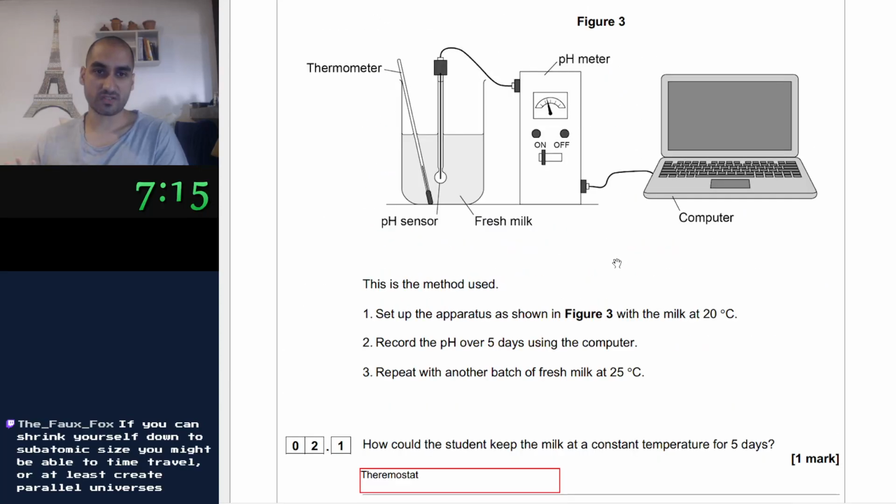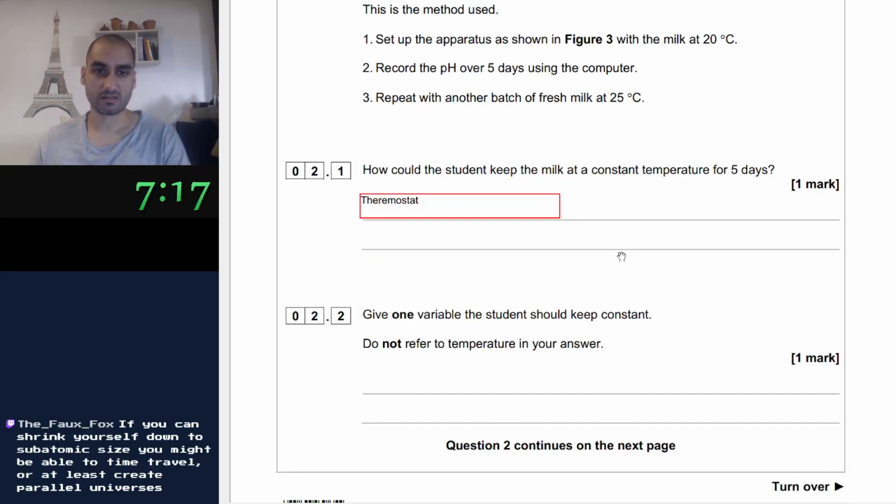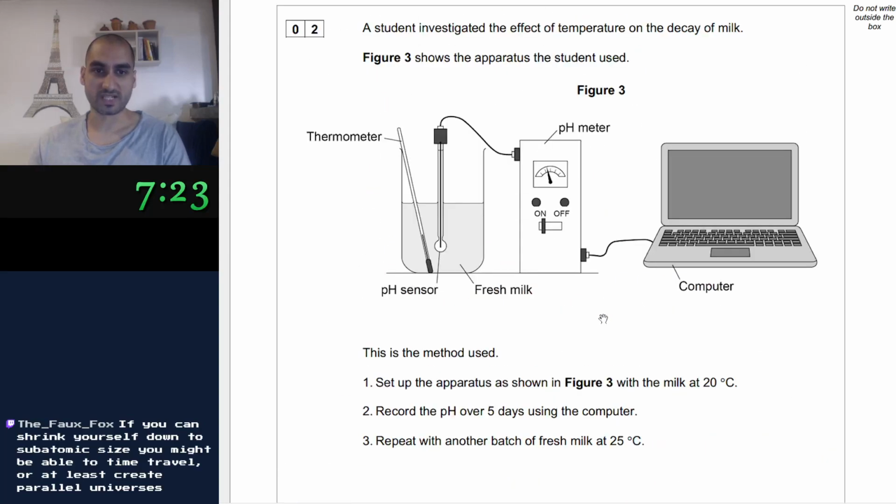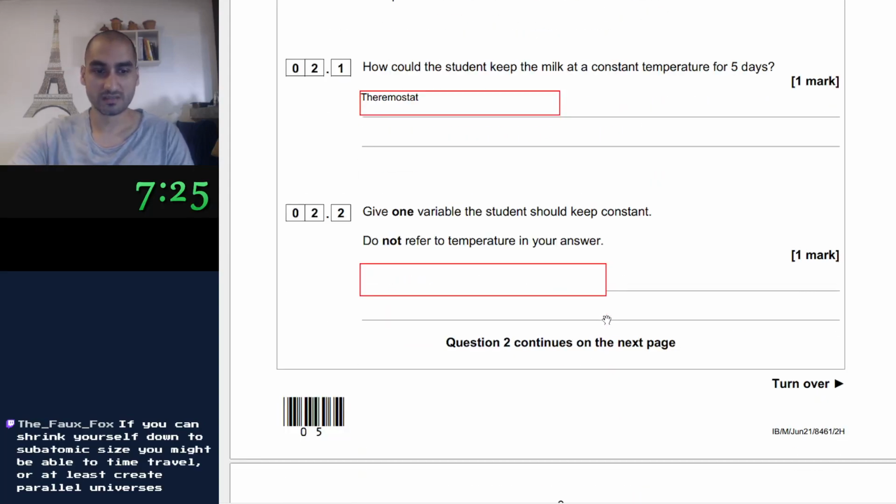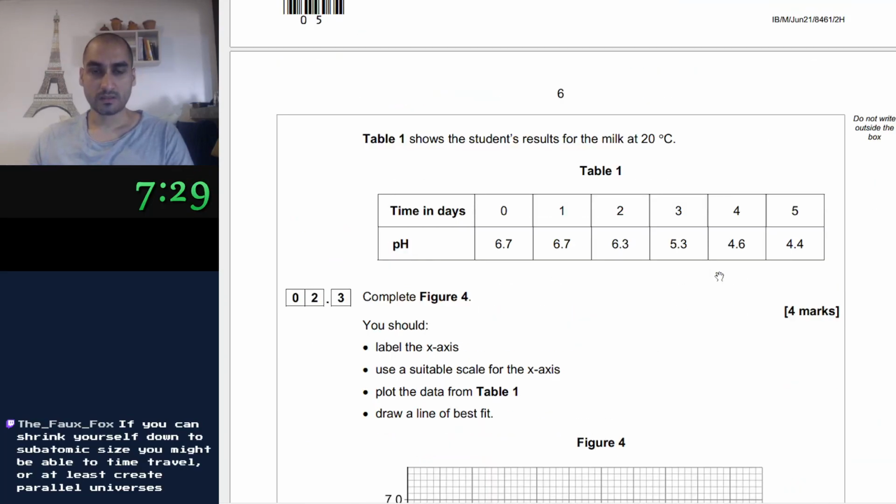What else would they keep constant? The amount of milk, I guess. Keep the amount of milk constant. I mean, that's not hard to do. Just don't take any out. Don't put any in. I don't know.